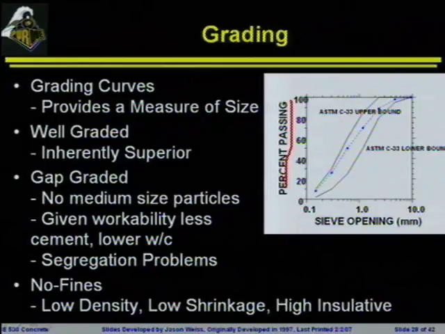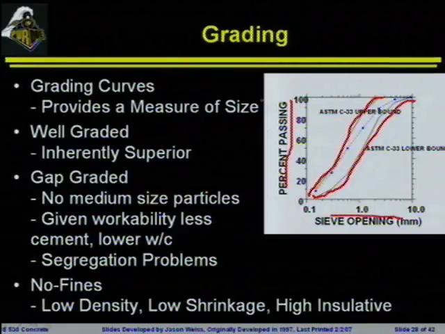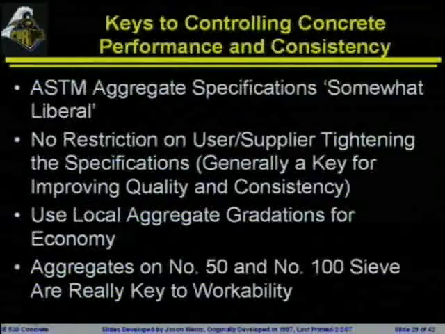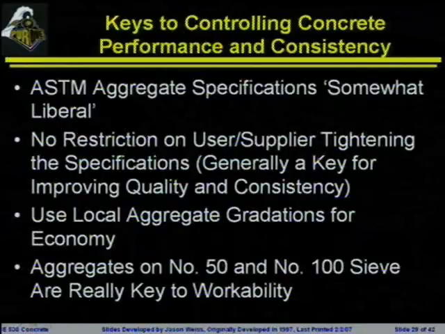Now, ASTM provides boundaries. You can see here that ASTM C33 has an upper bound on the percent passing and a lower bound on the percent passing. Sieve size is plotted along the x-axis, percent passing along the y-axis, and basically you should see your material falling somewhere in between those two lines for it to be consistent with the overall specification.